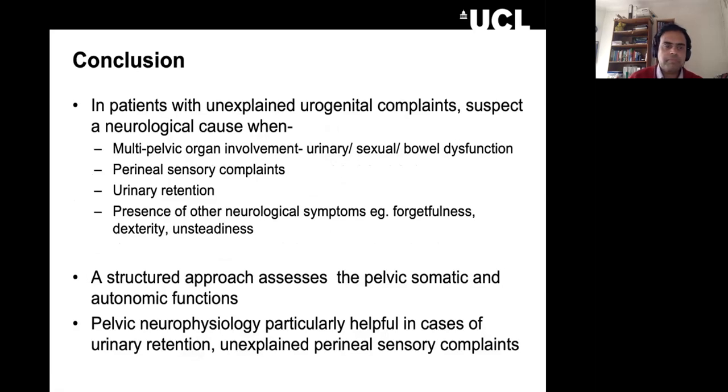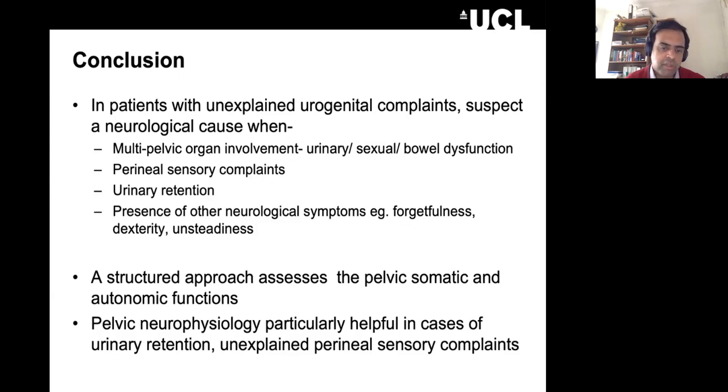So in conclusion, in patients with unexplained urogenital complaints, where you suspect a neurological cause, in conditions when there's multi-pelvic involvement, so it's not just one organ involved, but urinary, sexual, bowel, and different combinations of those. If they report perineal sensory complaints, if there's in particular urinary retention, and of course, if there's a presence of other neurological symptoms, then think about a neurological cause for those unexplained urogenital complaints.